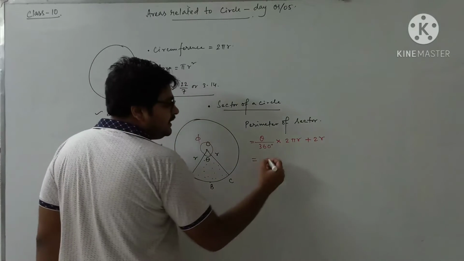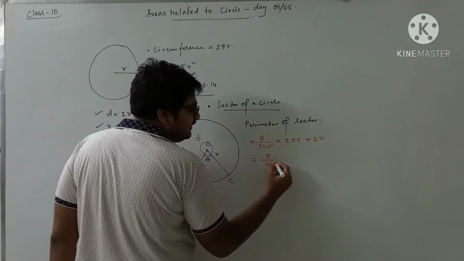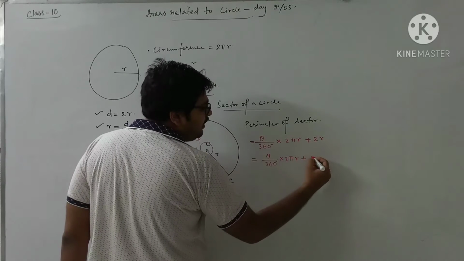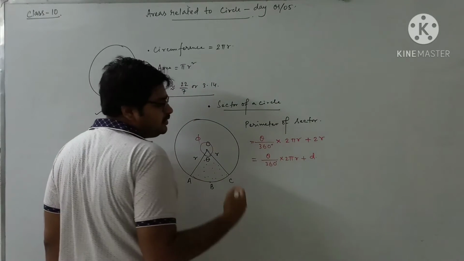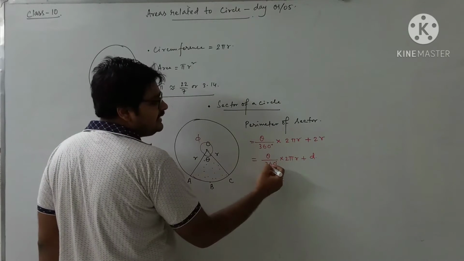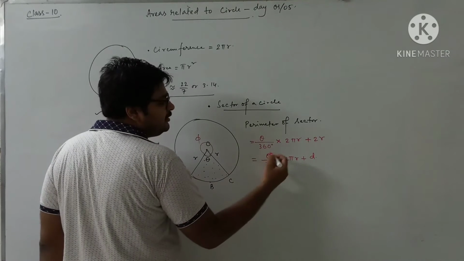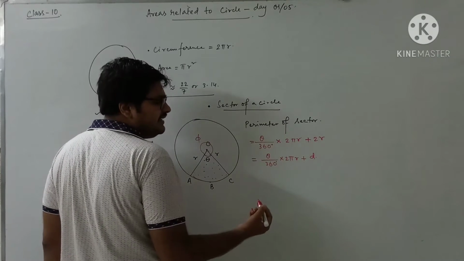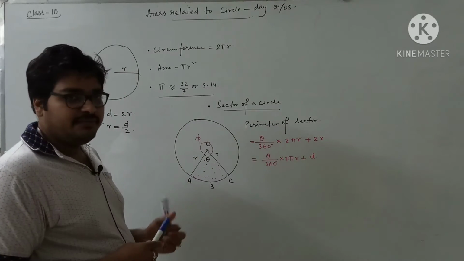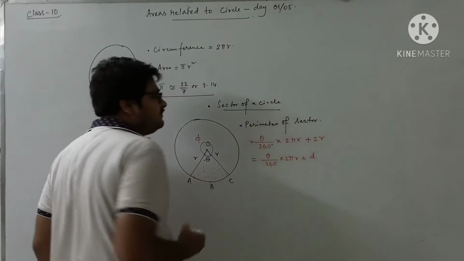Let's see. We can write it like this: theta by 360 degree into 2 pi r plus 2r, or you can write diameter because twice the radius is the diameter. You may cancel this 2 and 360 degree to write it as 180 degree, and write the formula as theta into pi into r by 180 degree. It is your choice. The same formula can be reconstructed in different ways according to your choice.